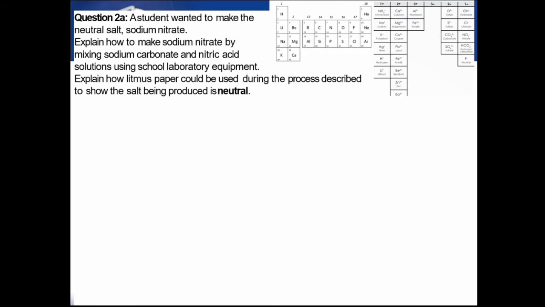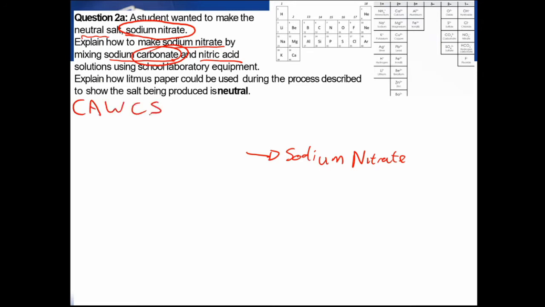Anyways, so we learn. So a student wanted to make a neutral salt, and the salt's name is sodium nitrate. So they give us the salt. So we know that it's going to be sodium nitrate. And they're going to make sodium nitrate by mixing sodium carbonate and nitric acid. Ooh, I saw the word carbonate. Sodium carbonate. Carbonate is a quarks reaction. A carbonate plus an acid gives us water plus a carbon dioxide plus a salt. Now, nitric acid.